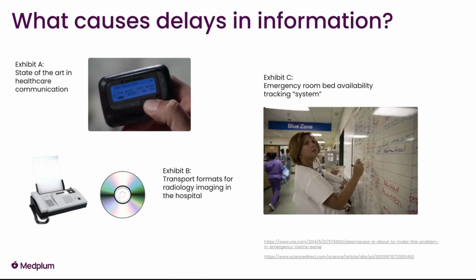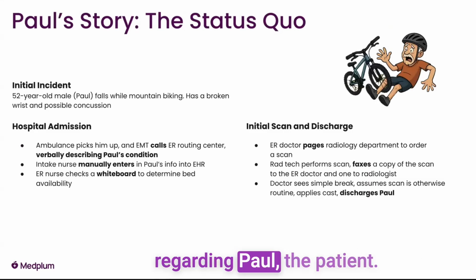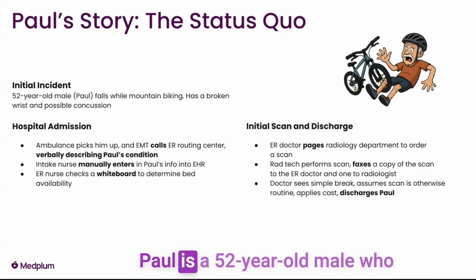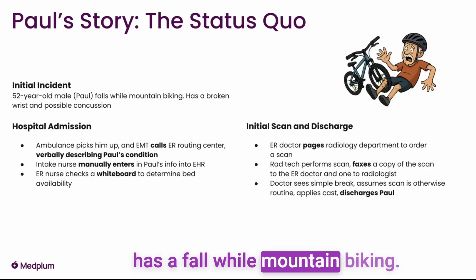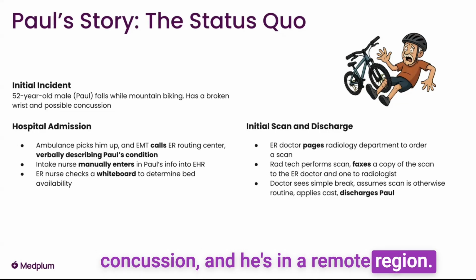This is a little bit abstract, so we want to ground this talk today inside of an example story. This example story is regarding Paul, the patient. Paul is a 52-year-old male who has a fall while mountain biking. He has a broken wrist and a possible concussion, and he's in a remote region.